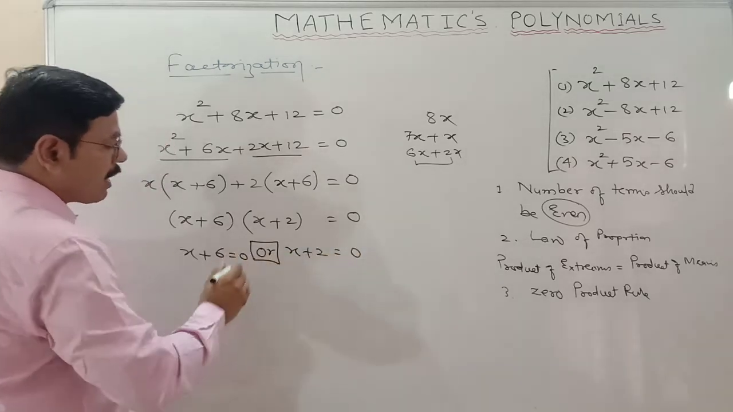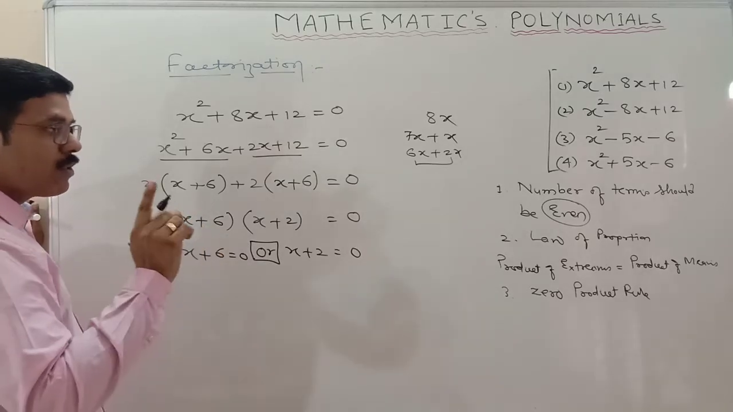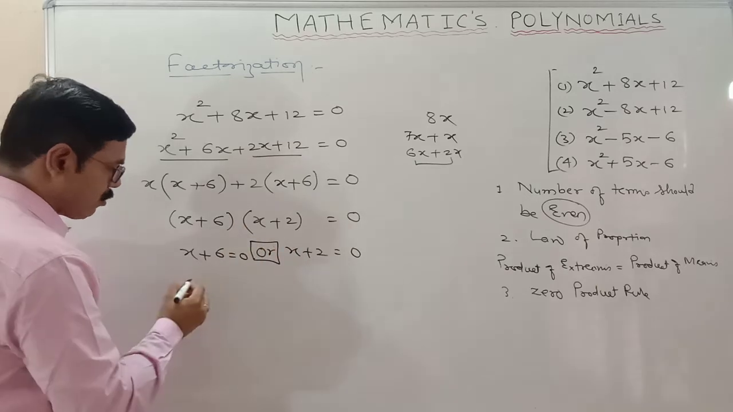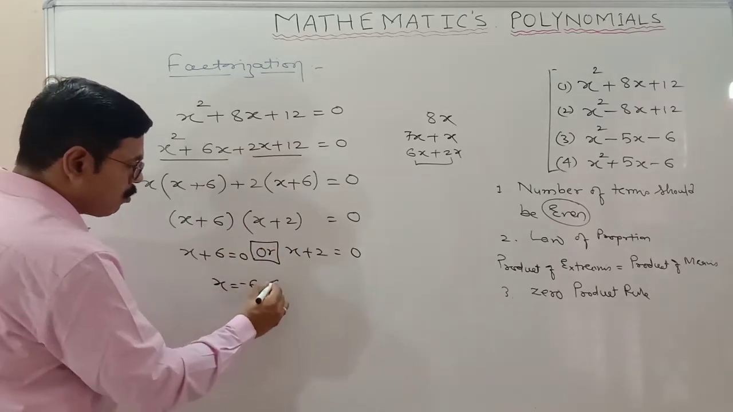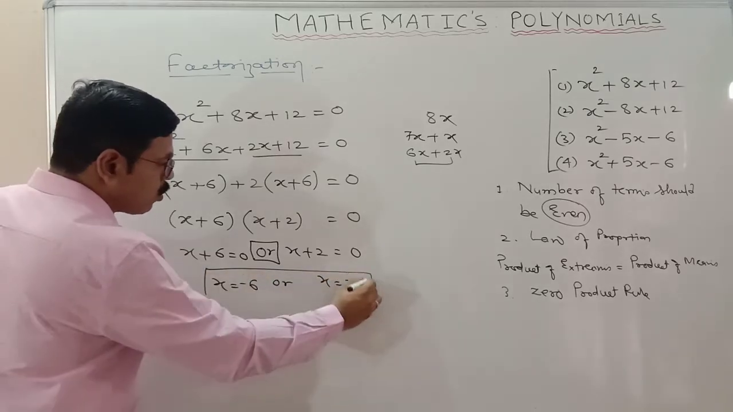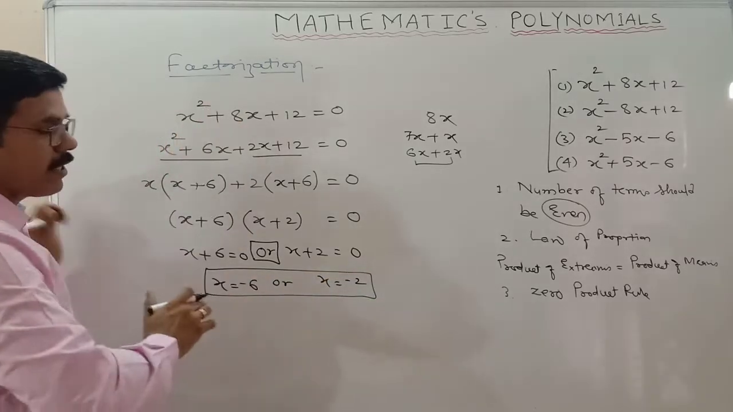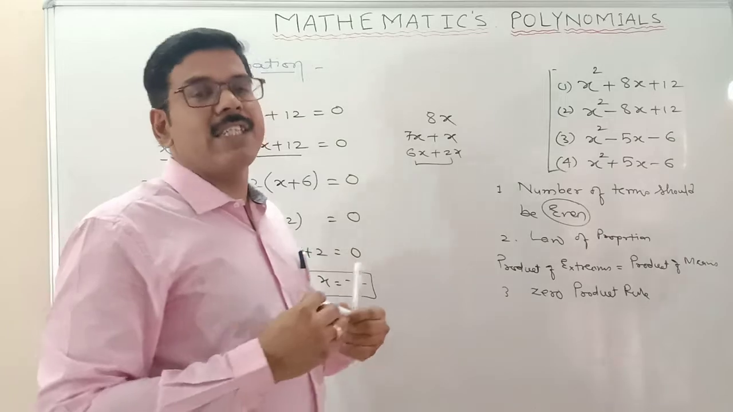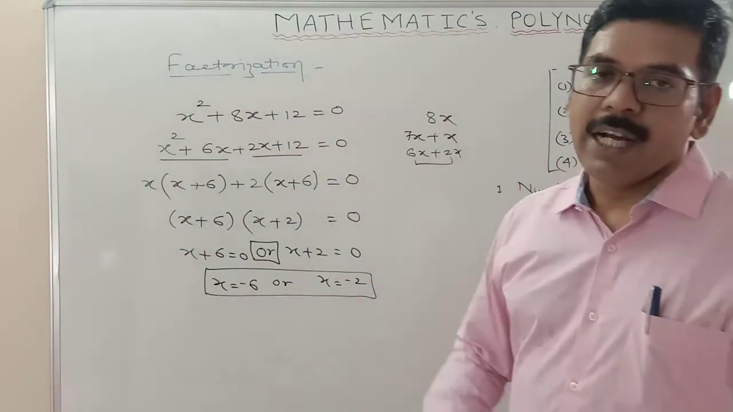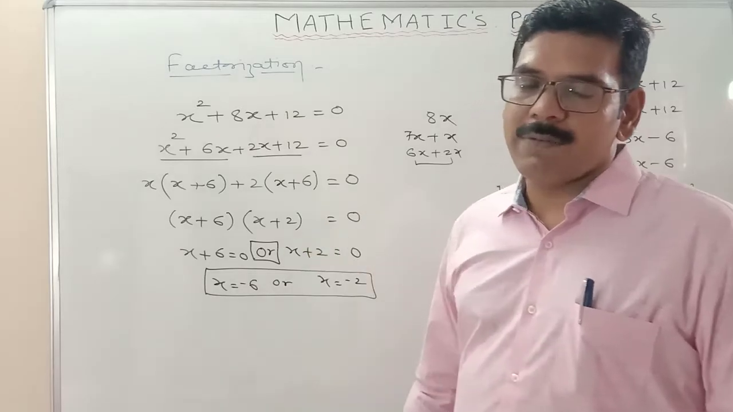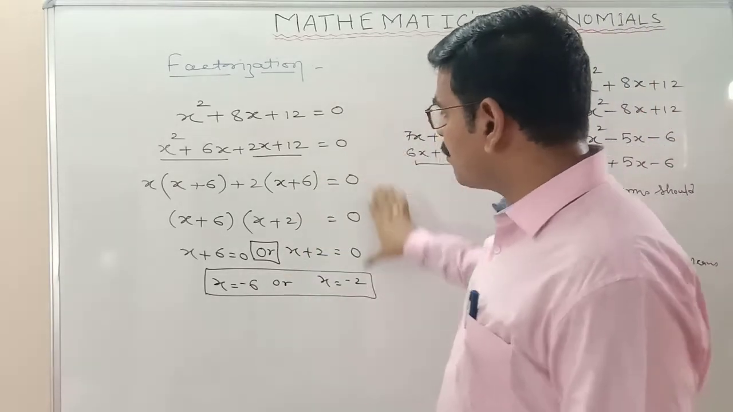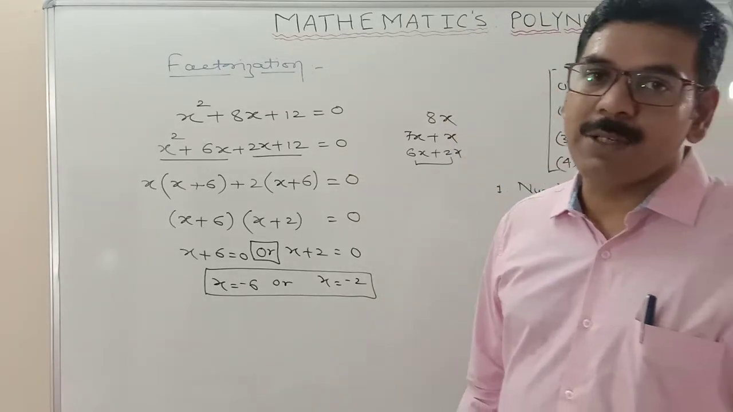Keep that in mind. If you will not write or, you may lose the marks. और हमेशा लिखना है, आपको ध्यान रखिए. So x is equal to minus 6 or x is equal to minus 2. These are the solutions, roots of the particular quadratic equation. This is the factorization by which we have solved the simplest equation. See, I always used to tell you mathematics is one of the simplest subject, and this is one of the simplest method of finding the root in mathematics.